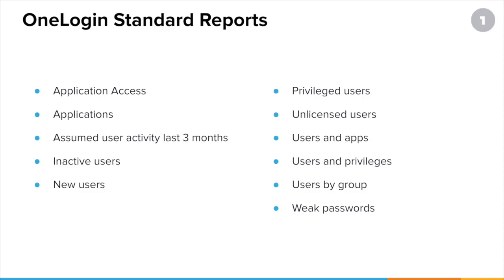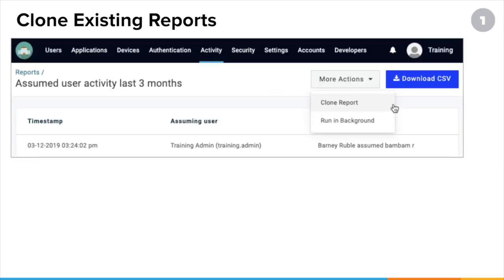I can see who's accessing which application. I can see who's unlicensed. I can see who's assumed access within the last 3 months. So again, I always recommend when you start looking at the reports, browse around at the existing reports. They might get you exactly what you need. Usually, however, maybe they're not quite exactly what you need, but if you tweak it just a little bit, you'd be closer to what you want. So you do have the ability to clone existing reports.